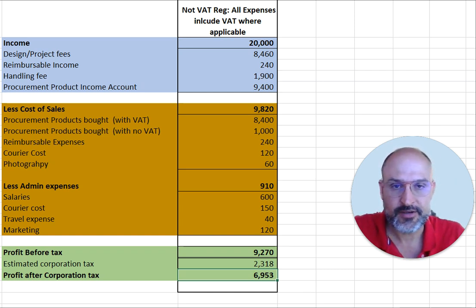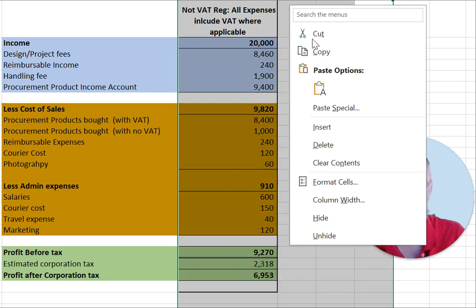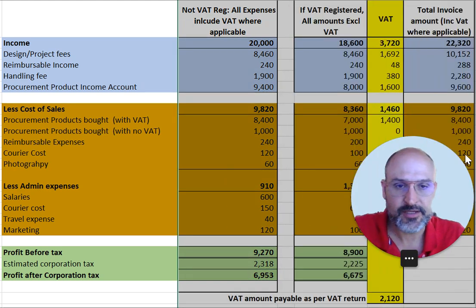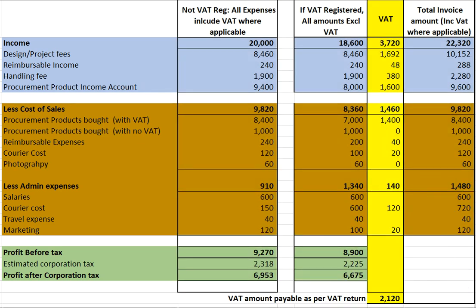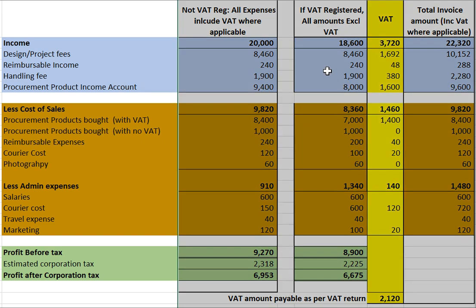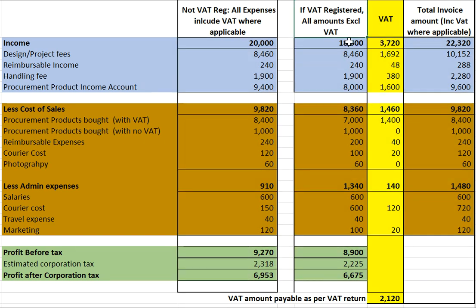So let's go and have a look now at what this will look like when you are VAT registered. I think I'm just going to have to move. I'm just going to kick myself out of the picture for now. We don't have space. So this is what your profit and loss now will look like. This column here is what your profit and loss is going to look like if you are VAT registered.